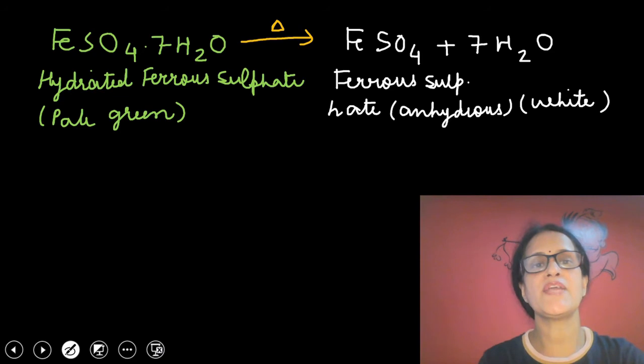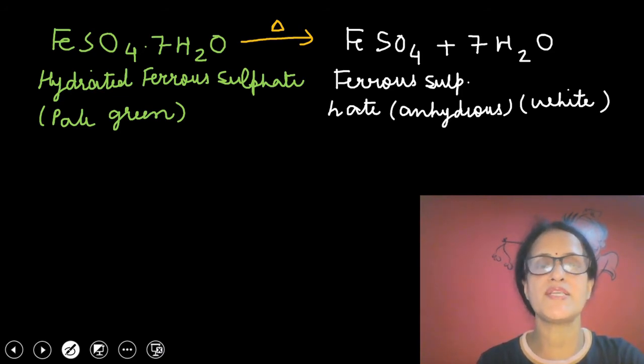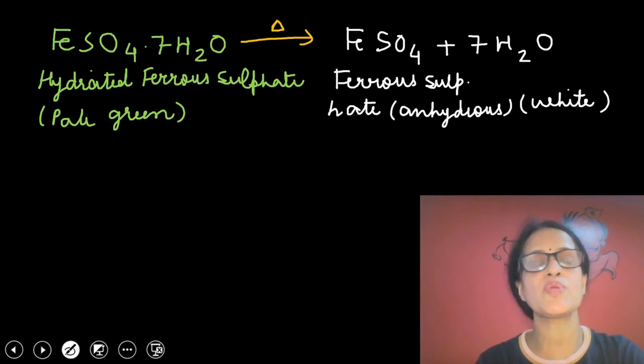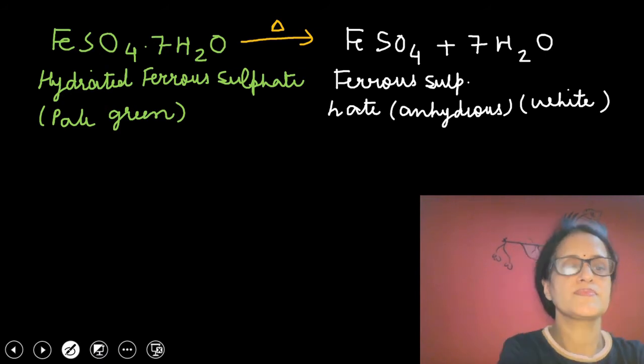So first, hydrated ferrous sulfate, which is pale green in color, on heating changes into a white colored anhydrous salt, which is FeSO4. This FeSO4, which is white in color, on further heating will change into a brown colored solid Fe2O3.